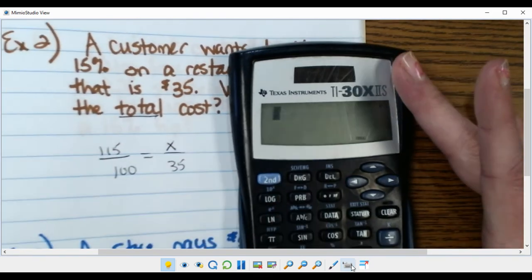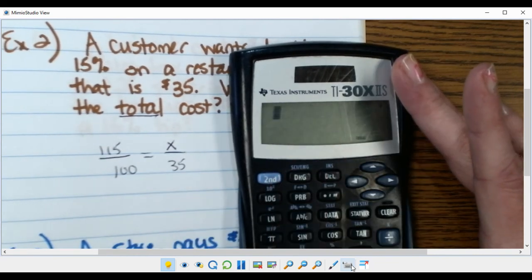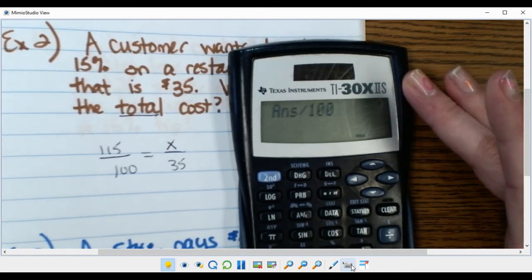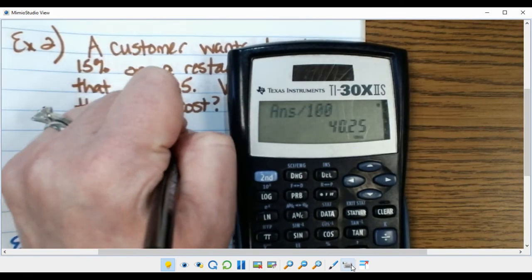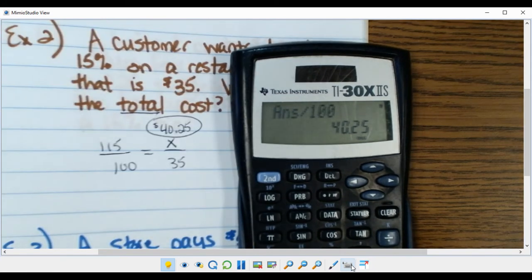So let's see. 115 times 35, divide by the other number. We're going to get $40.25. So when I roll up to the cash register, I need just about $40 to make this work the way that I want. Okay, 35 of it will go to the restaurant and 15%, about $5, will go to the server.